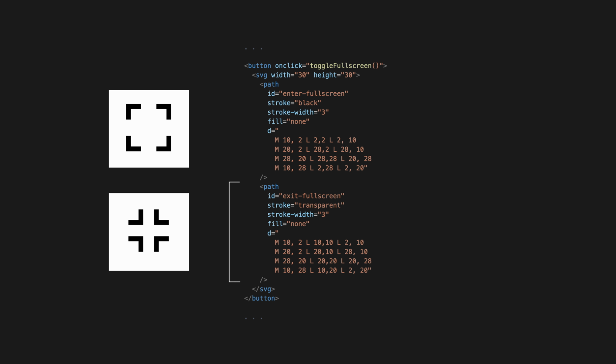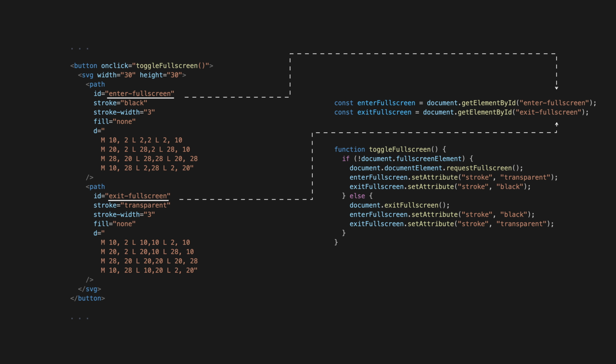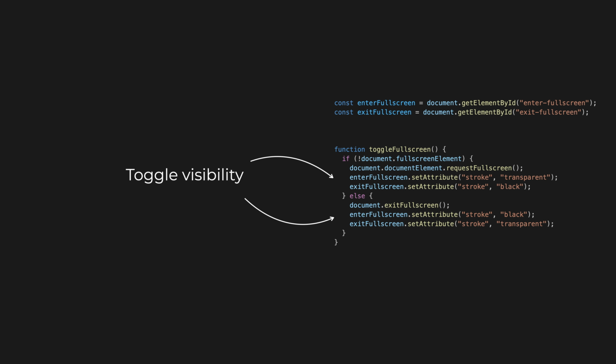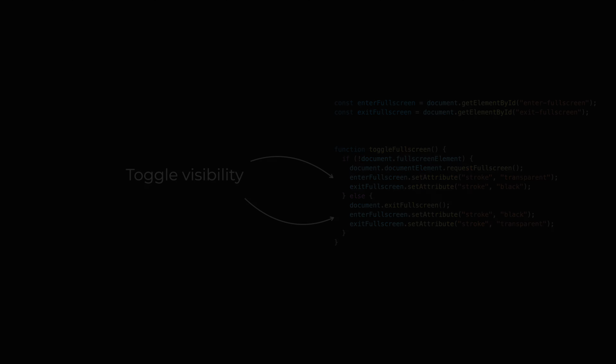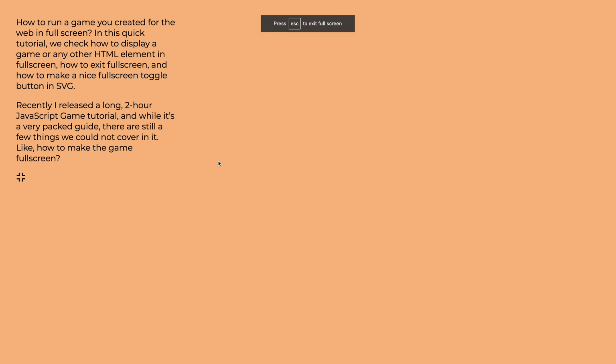I'm not going to go through line by line the code of these paths because it's very similar to the previous one, except we use different coordinates for the move to and line to commands. Then we set unique ID for both of these paths, and we update our toggle function in JavaScript. In JavaScript, we get a reference to these paths by ID. Then in the toggle button's event handler, we can switch the visibility of these elements back and forth. Now, if you click this button, it not only toggles the full screen mode, but also changes its own appearance.